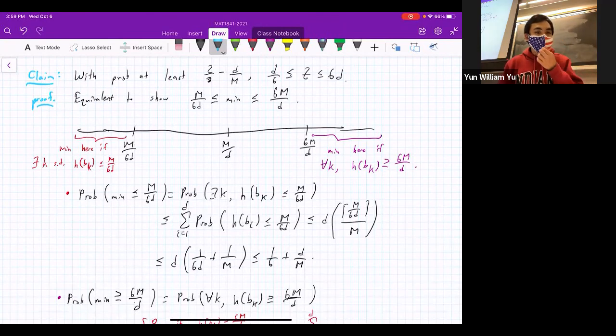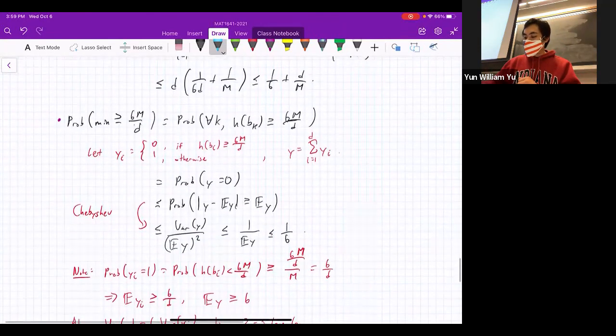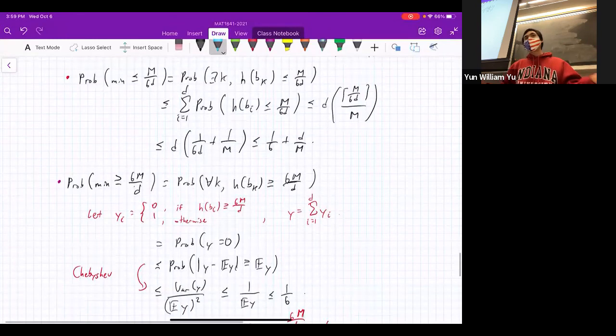Shouldn't it be variance of yi squared in Chebyshev? Is that variance of y squared? I honestly don't remember, but class is over right now. Let me double check that afterwards.